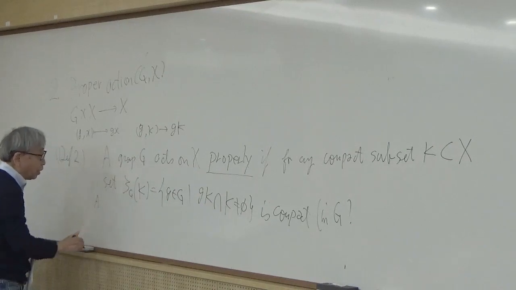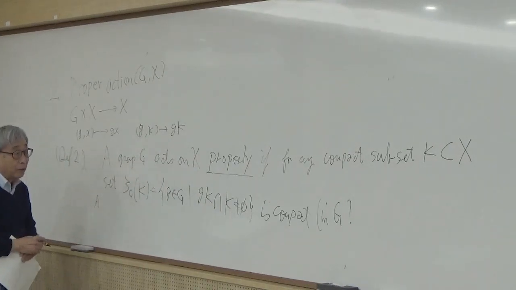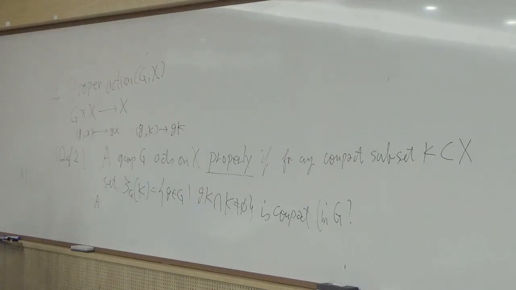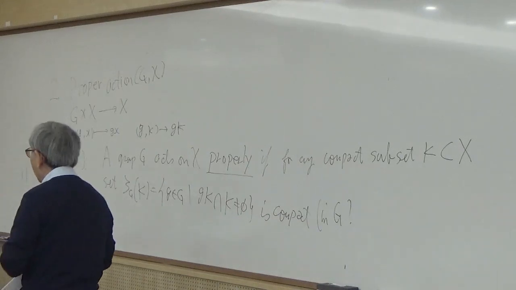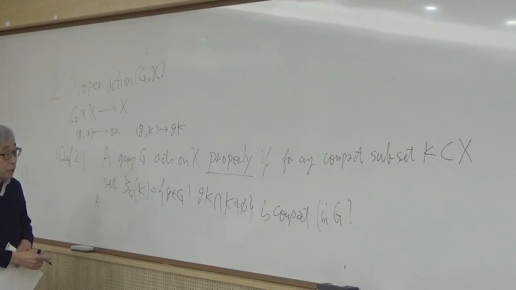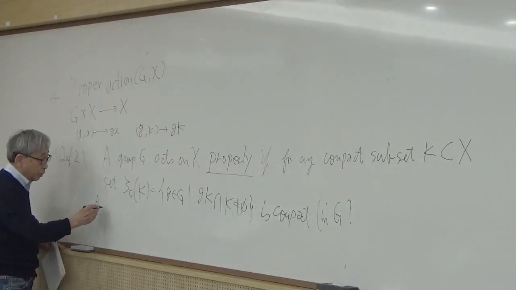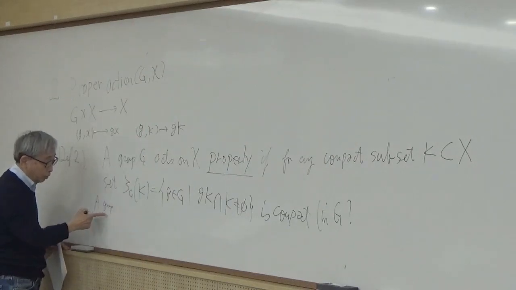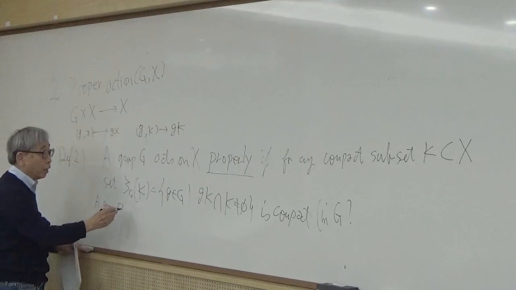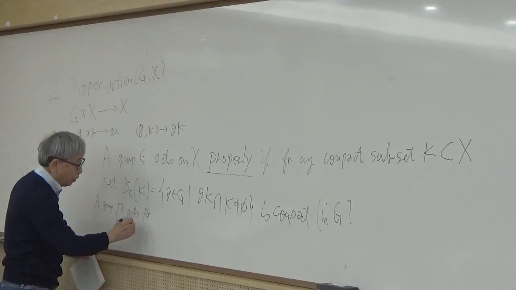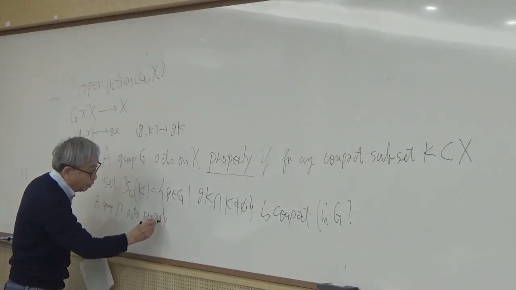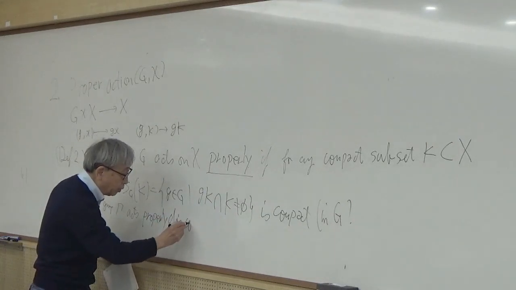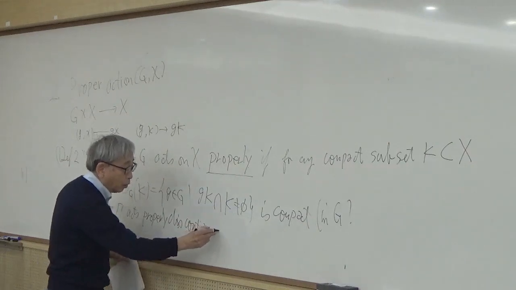Maybe I want to define also properly discontinuous. Okay? This is often used if you consider the group action on a smooth manifold, especially a contractive manifold. Then properly discontinuous is a very important notion. Okay? A group gamma acts properly discontinuously on X.